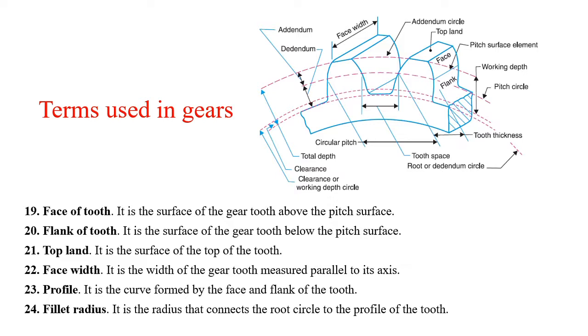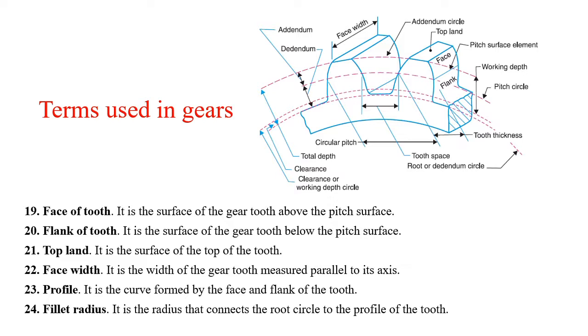Theoretically it should be 0, but in actual practice we are providing some amount of backlash, that is the difference between tooth space and tooth thickness. That small distance or gap is provided between the two meshing gear teeth. That is called backlash. Remember this also.